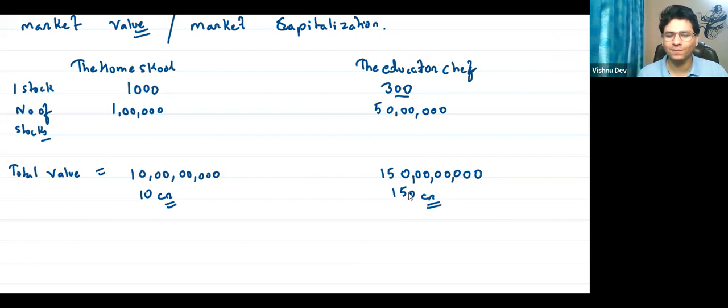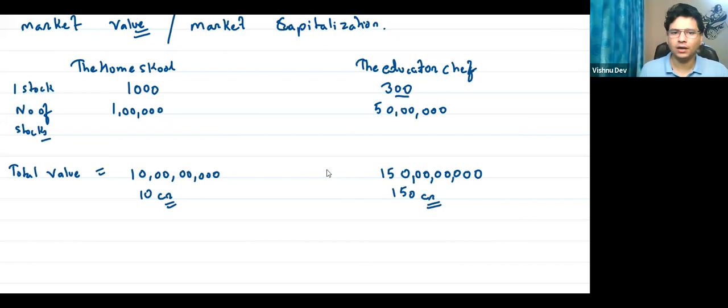Now tell me, which company is the big company? Obviously among these two, the educator chef is a big company as compared to the homeschool. So the price of one stock does not give me the idea about how big the company is. I hope all of you understood the meaning of market value: it is the value of all the stocks in the market. Anyone have any doubt in this?